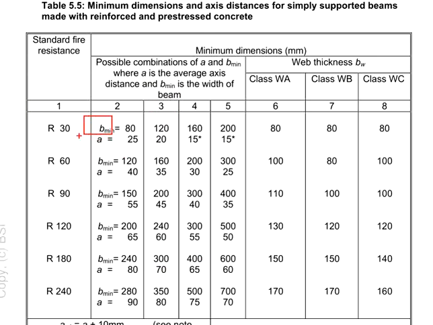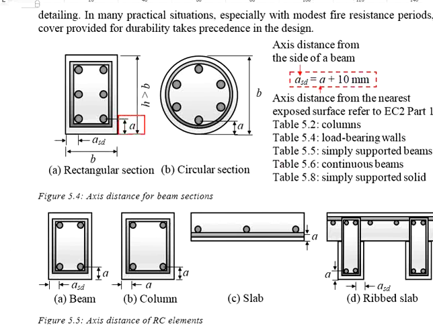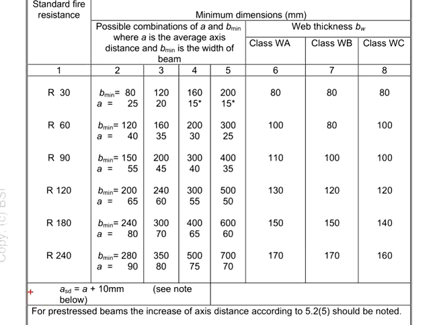We have b min and also a. b min means the minimum width of the beam. As for the a, it is referring to the axis distance from the nearest exposed surface to the centroid of the main reinforcement. And then we have this asd. asd is different from the a here. It is also the axis distance, only that under certain circumstances, asd will be equal to a plus 10.